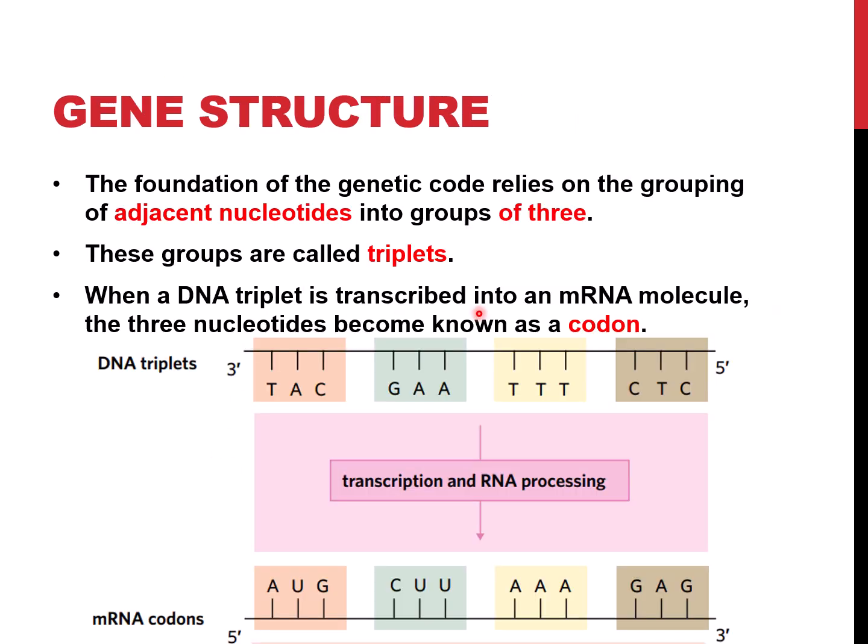Awesome. So we have gene structure here. Okay, so as you can see in the image, we have our T, A, and C, so our thymine, adenine, and cytosine, and those three together make up what we call a DNA triplet. So once that goes through transcription and processing, and it becomes messenger RNA, we then refer to those three together as a codon. Okay, generally they're used interchangeably, but really it's DNA triplet and RNA codon. Okay, but you'll hear it essentially called a codon from now on.